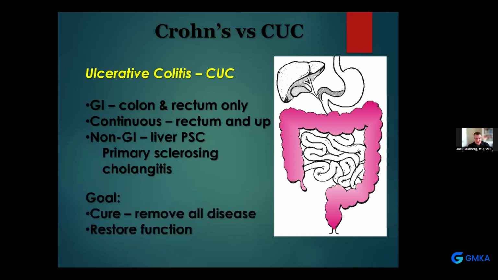The goal for ulcerative colitis is to cure the disease by removing all of the colon and restoring the GI function. This is different than Crohn's disease, where we aim to manage the disease by resection of the affected areas. Because Crohn's affects the GI tract from the lips to the anus, it's impossible to cure it because you can't resect it all. And so we take a much more measured approach with Crohn's disease.